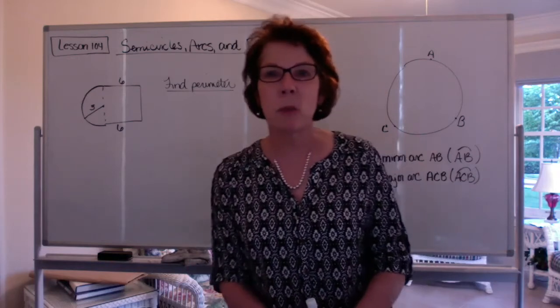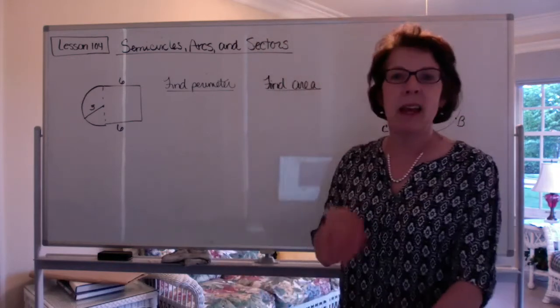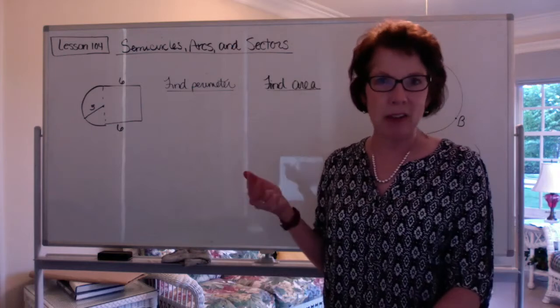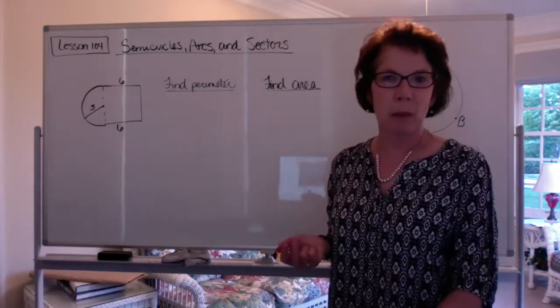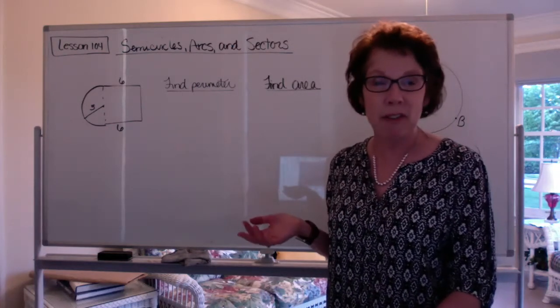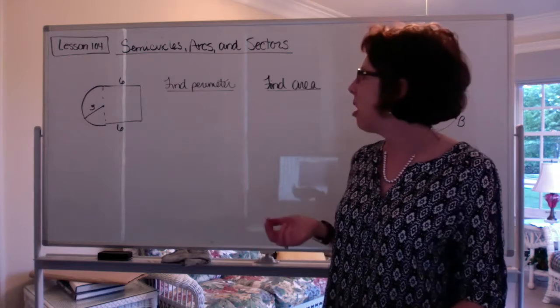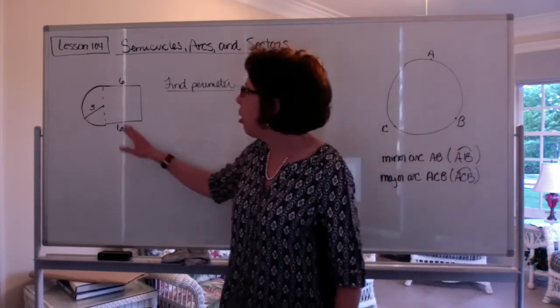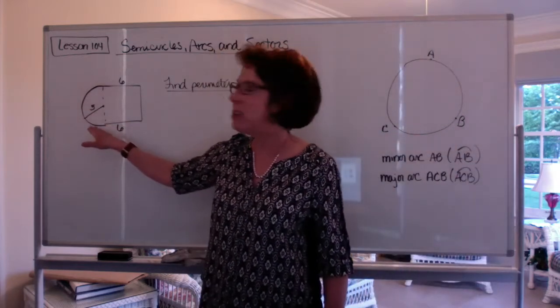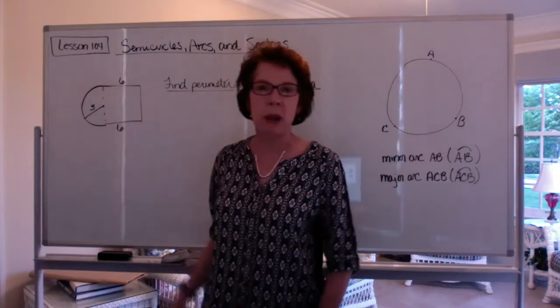Okay, so lesson 104 covers three things: semicircles, arcs, and sectors. Let's first talk about a semicircle. What is it? It's just half of a circle. That's all it is. Let's look at this figure right here. We have a semicircle attached to three straight sides here.